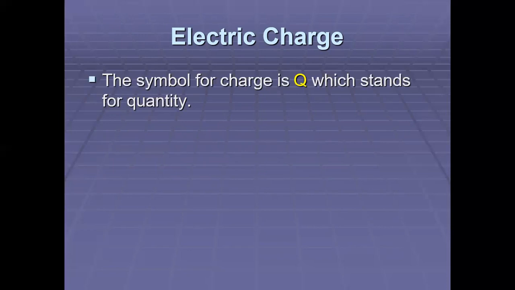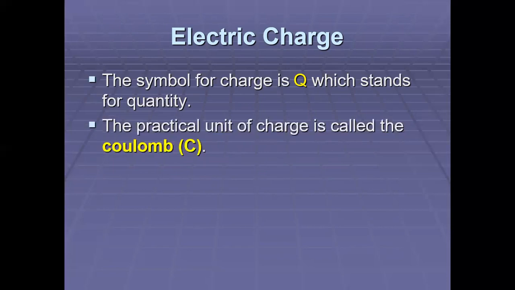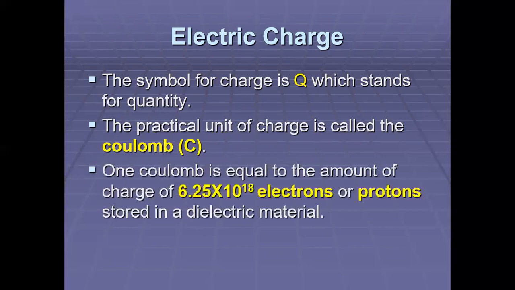Okay, so let us see electrical charge. We have already seen it, but here the symbol of the charge is Q, which is a quantity, and the unit is coulomb, named after the scientist Coulomb. So what is a coulomb of charge? 1 coulomb is equal to 6.25 times 10 to the power 18 electrons if negative charge, or protons if positive charge. And this charge can be stored in a dielectric material. This is known as 1 coulomb.